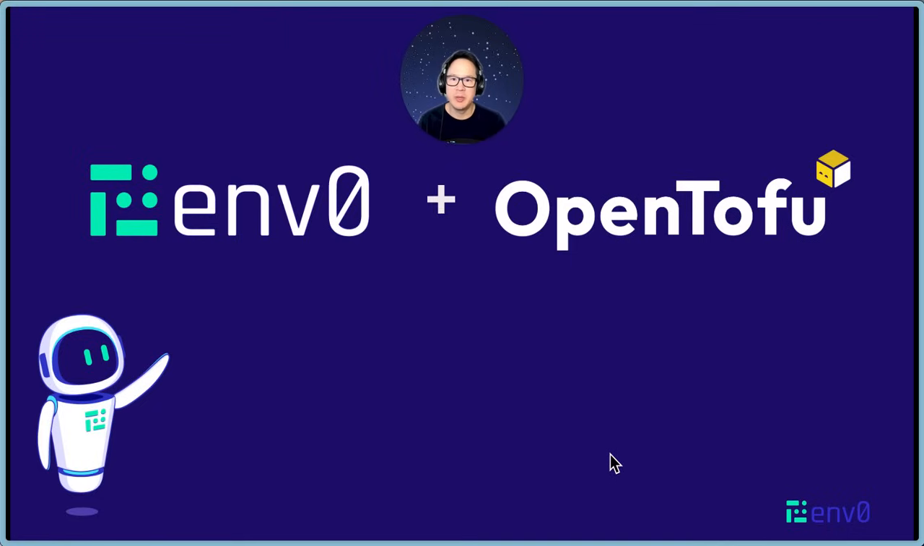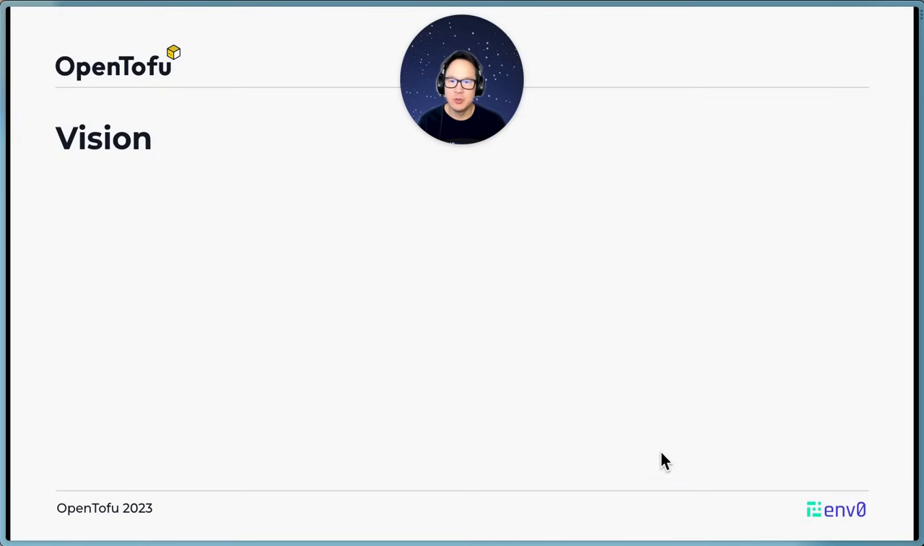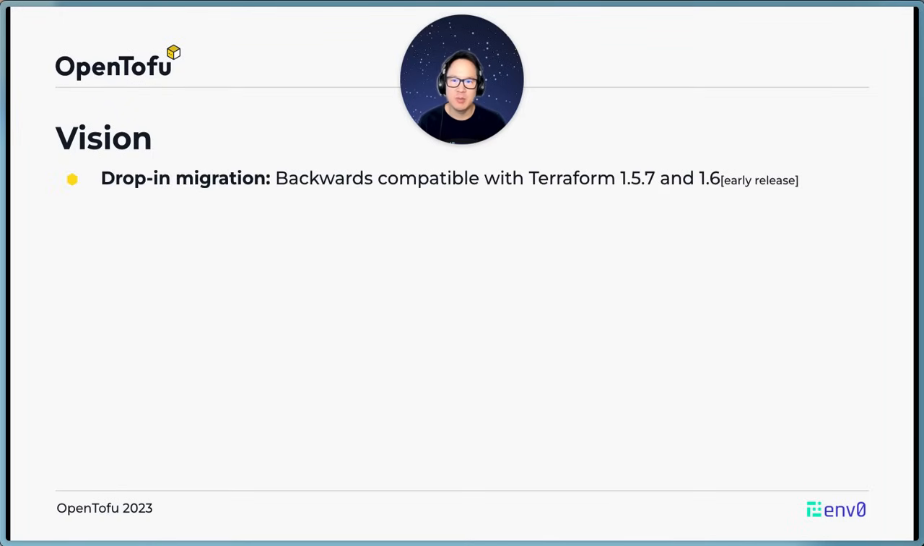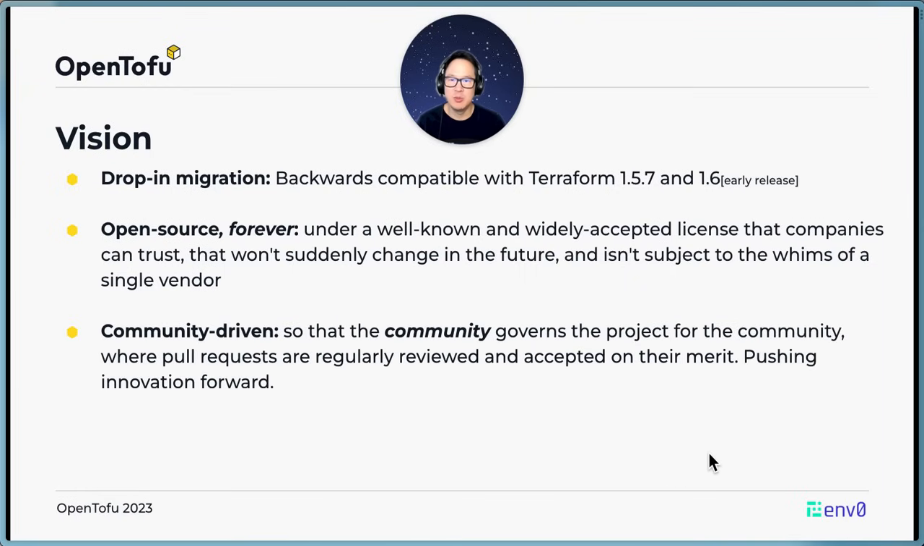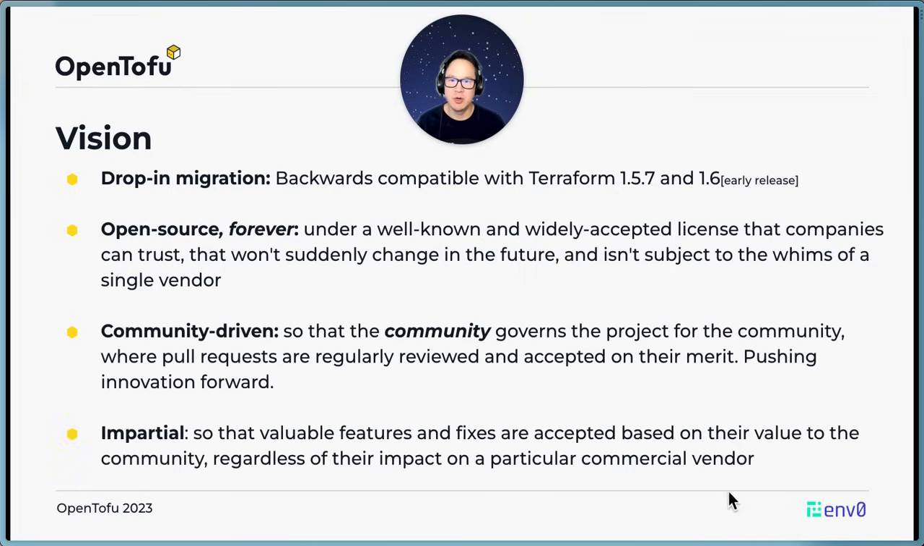First, let's talk a little bit about OpenTofu. OpenTofu's vision is to be a drop-in migration that's completely backwards compatible with Terraform 1.5.7. It is open source forever, under a well-known and well-accepted license, it's community-driven, and it's going to be impartial.